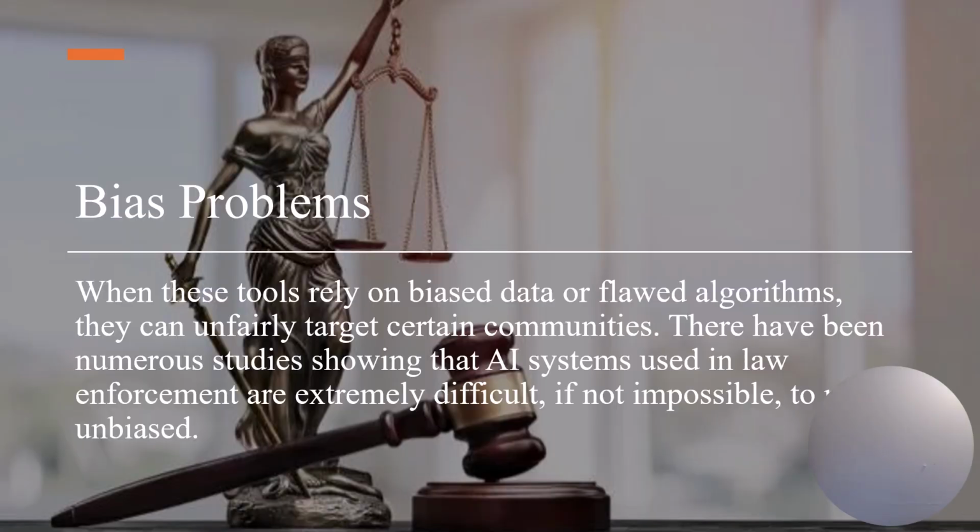Another problem is bias. So even though these tools are robots and supposedly unbiased, they still rely on biased data or flawed algorithms, and this can result in certain communities being unfairly targeted. There have been multiple studies showing that AI systems used in law enforcement, for example, are incredibly difficult to get working, and it's been thought that it might even be impossible due to the lack of context and unbiasedness that comes from using these systems.